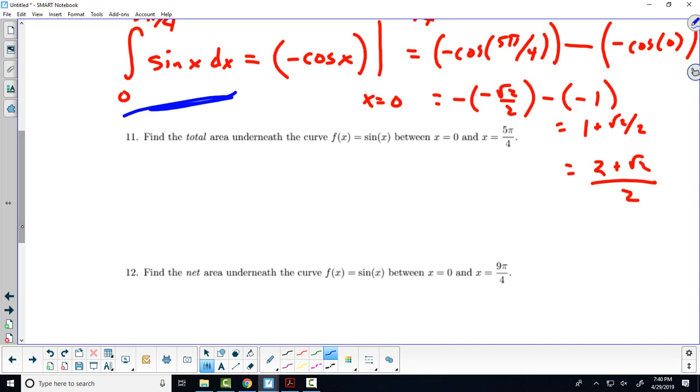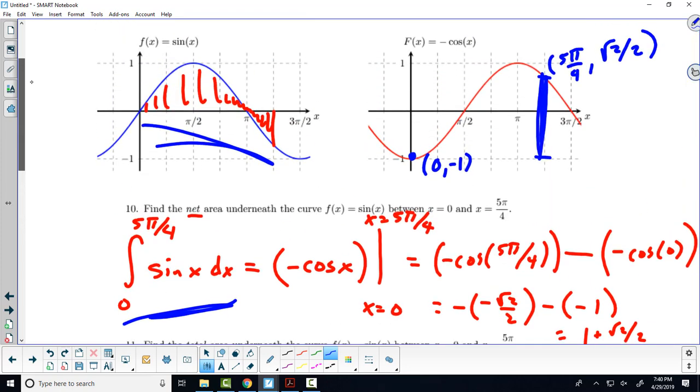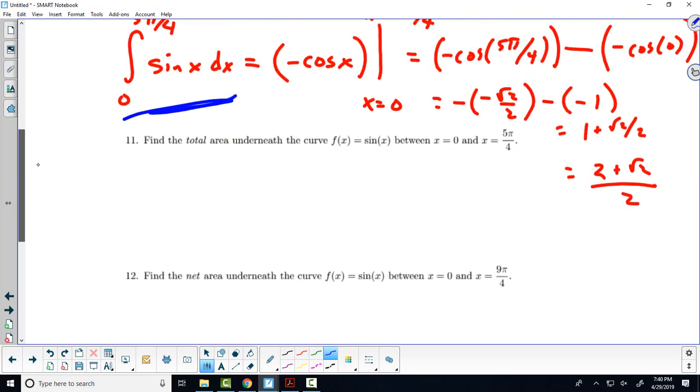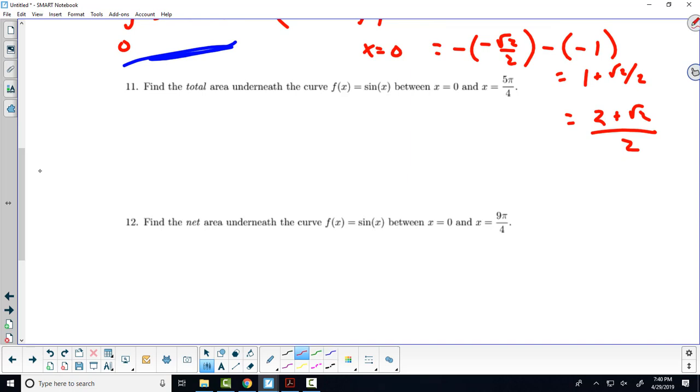What is the difference between 10 and 11? To find the total area, you add them. Yes, for the total area, we want to count all of the regions' areas as positive. I'm going to do this twice, folks. The first time through, I'm going to do it how I would normally do it, skipping some steps, and then I'll come back and we'll fill them in.